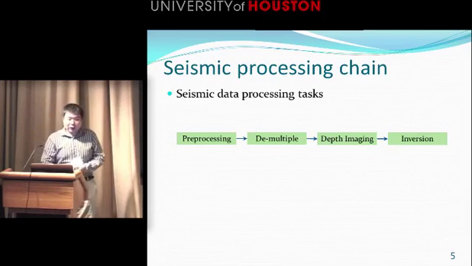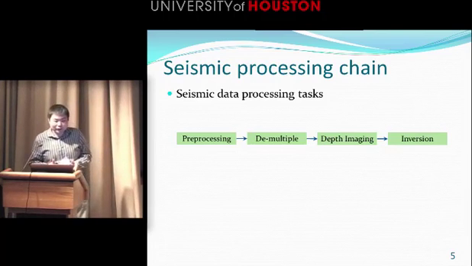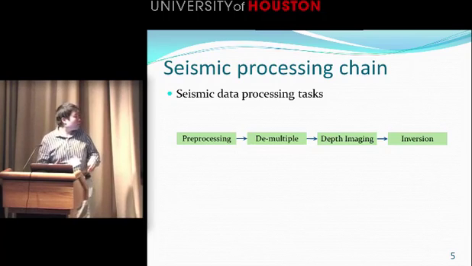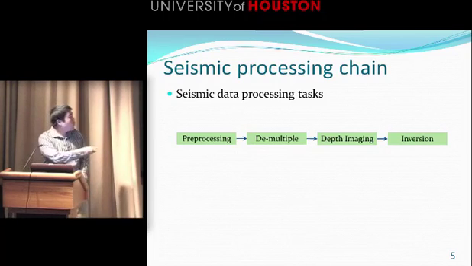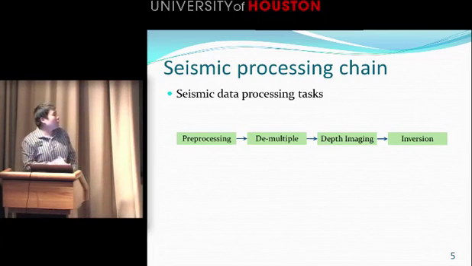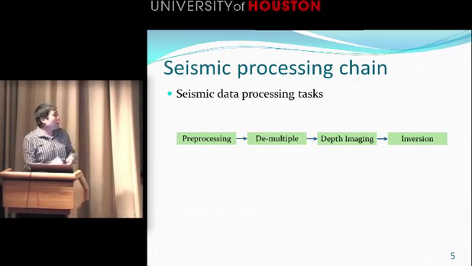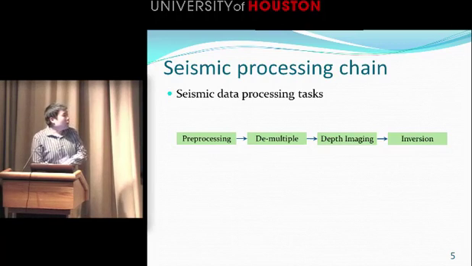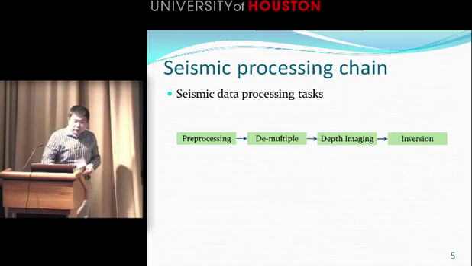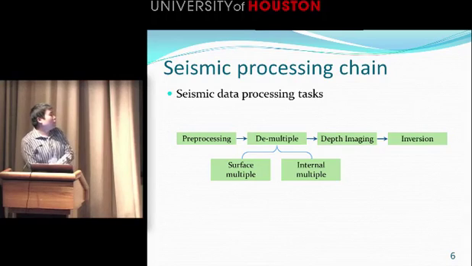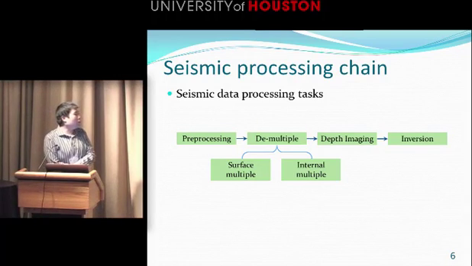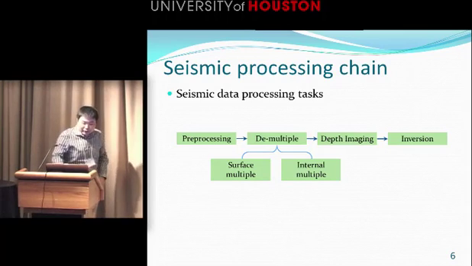In M-OSRP, we have a processing chain to process the seismic data. Pre-processing includes wavelet removal, reference wave removal, and deghosting, like Dr. Meihin talked about this morning. Then we have the demultiple tasks, and after that the depth imaging and the inversion. For the demultiple tasks, we have surface-related multiples and internal multiples to deal with. In this talk, we focus on the internal multiples.